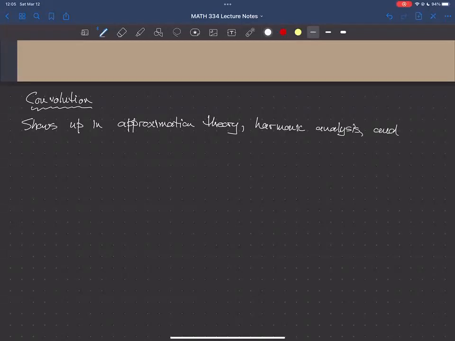And certain kinds of system theory, namely linear system theory, for linear time invariant systems. Okay, so these last two, we're going to see how convolution comes up.